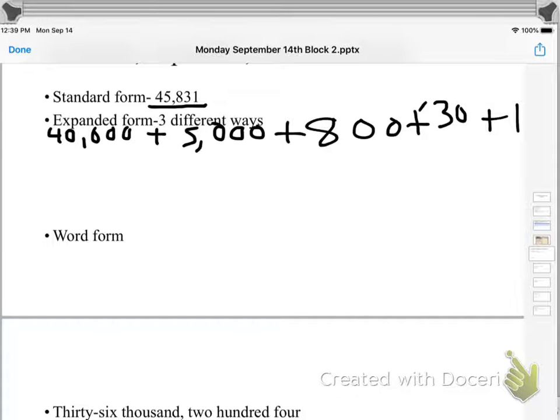But last week we learned there are other ways to show values. For instance, we could call this 40,000. We could write it instead as 4 times 10,000 plus, and instead of using just 5,000, we could call that 5 times 1,000.